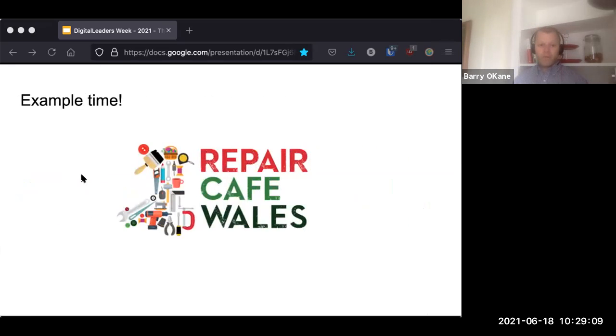Or Repair Cafe Wales, another example, where they open and support repair cafes across Wales. To use their words, in the simplest form, repair cafes are pop-up events held on regular dates where the local community can get broken household items repaired for free by volunteers. A combination of waste reduction, skill sharing, and community building.